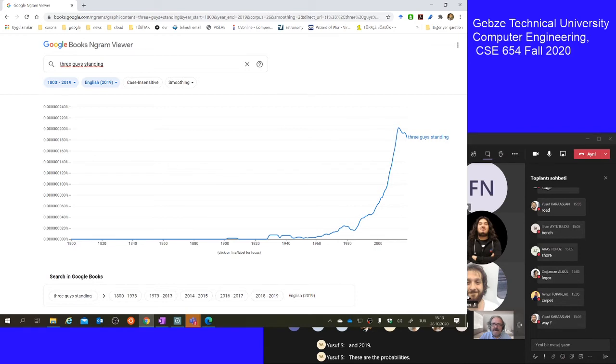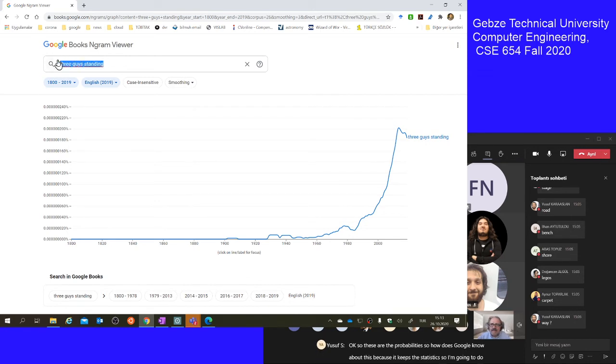Okay, so in 2013 there is this "three guys standing." For some reason it made a peak. I think it is a title of a movie or something like that. Okay, so these are the probabilities. So how does Google know about this? Because it keeps the statistics.